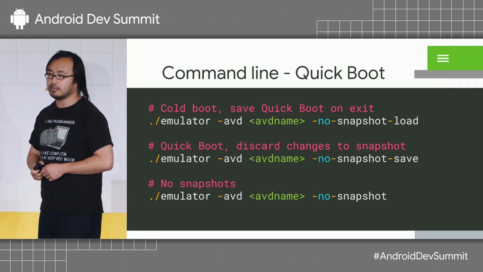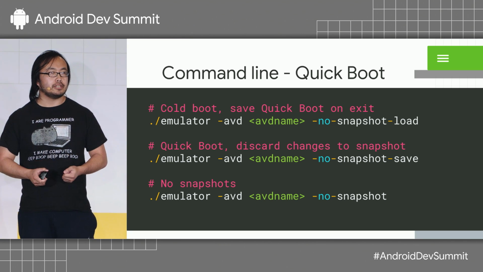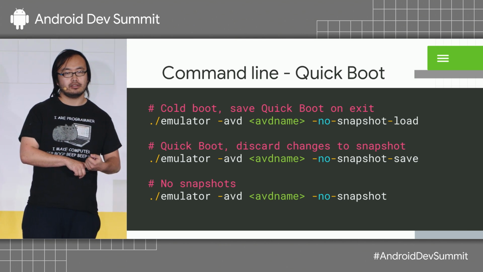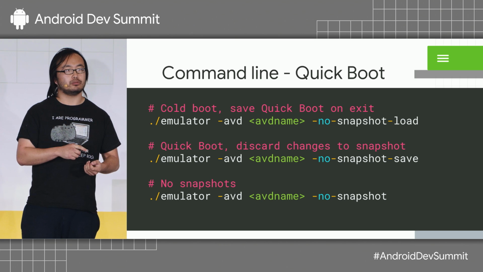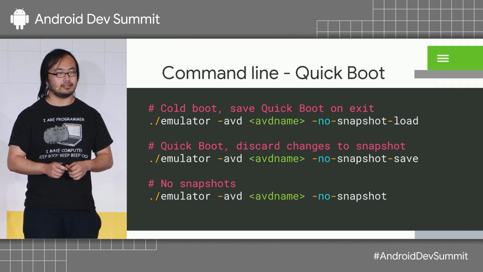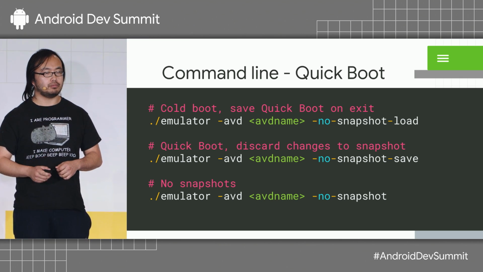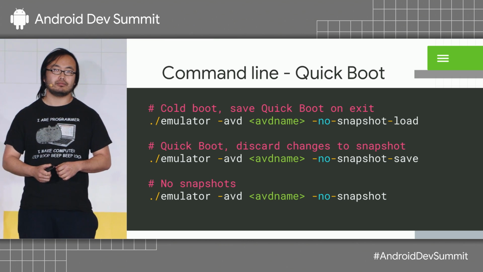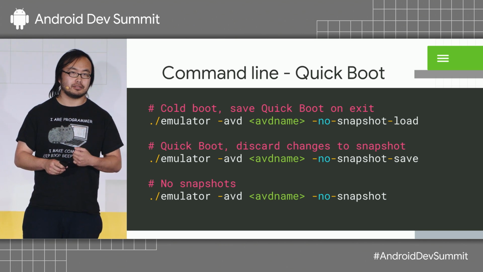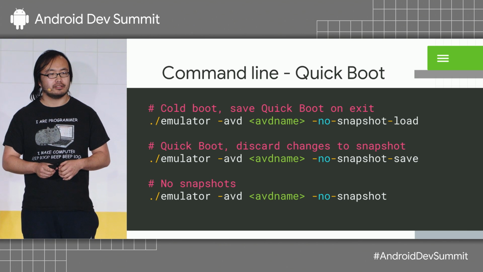Second, how do you control quick boot? Sometimes you don't want to use snapshots or you don't want to save your changes on exit. Well, we've got you covered. So the first one, no snapshot load, is to perform a cold boot without attempting to load the current state that is on the device. The second one, quick boot discard changes to snapshot, is good for some CI use cases and for people who just want a consistent startup experience and want to wipe it clean when they're done with it.